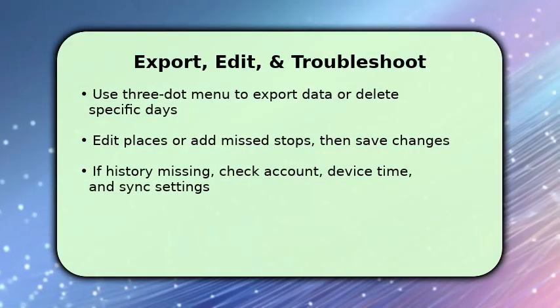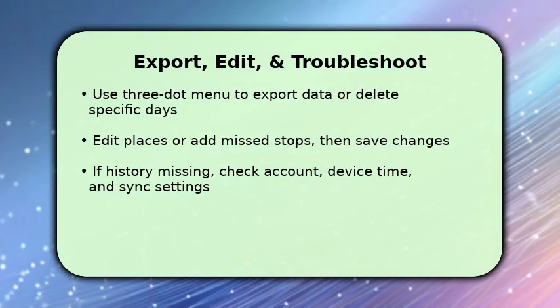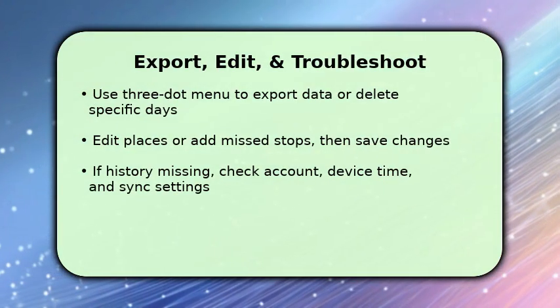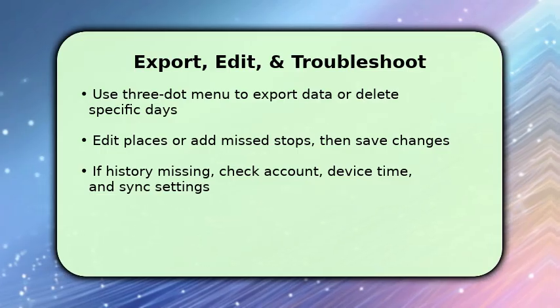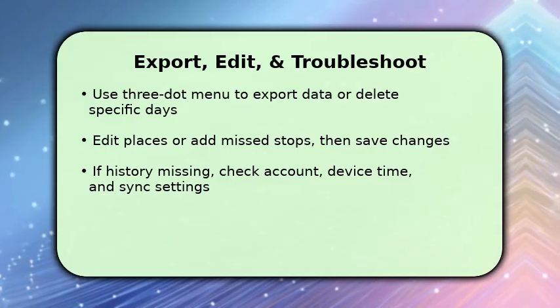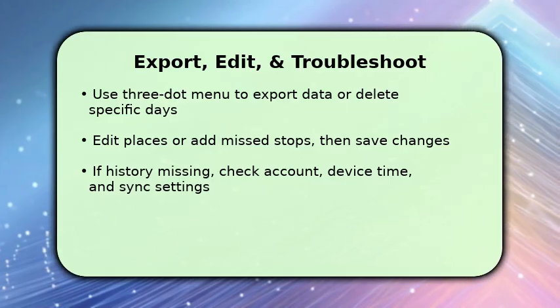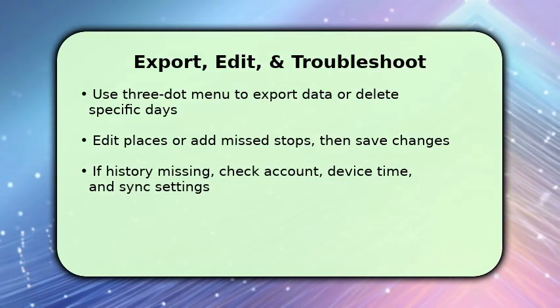Finally, export or manage your travel history. Tap the three-dot menu in Timeline to download a KML/JSON copy or to delete days you don't want. You can edit individual stops directly, assign place names, or adjust times, then save to correct the record.